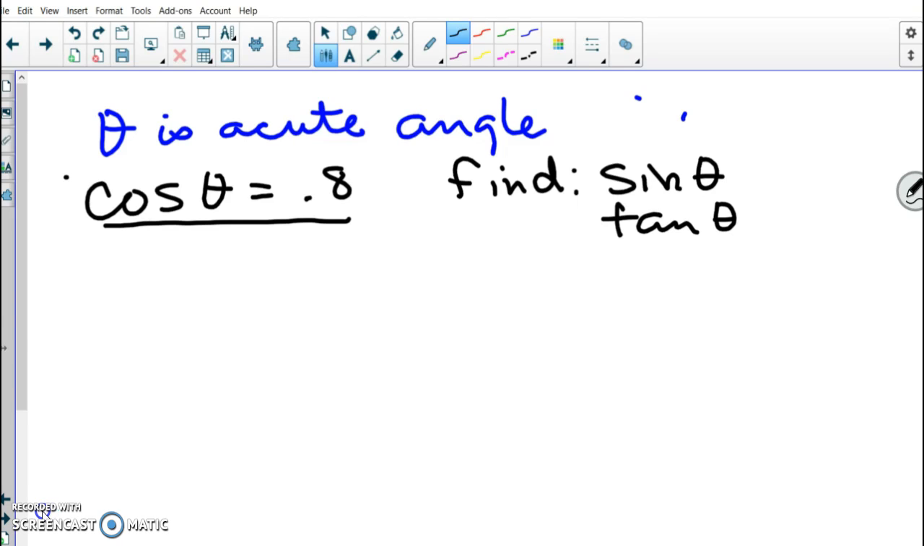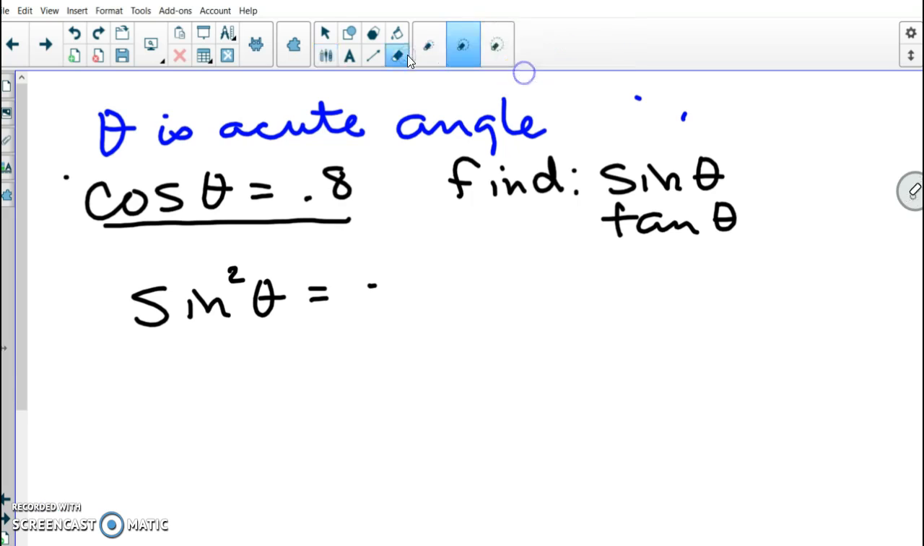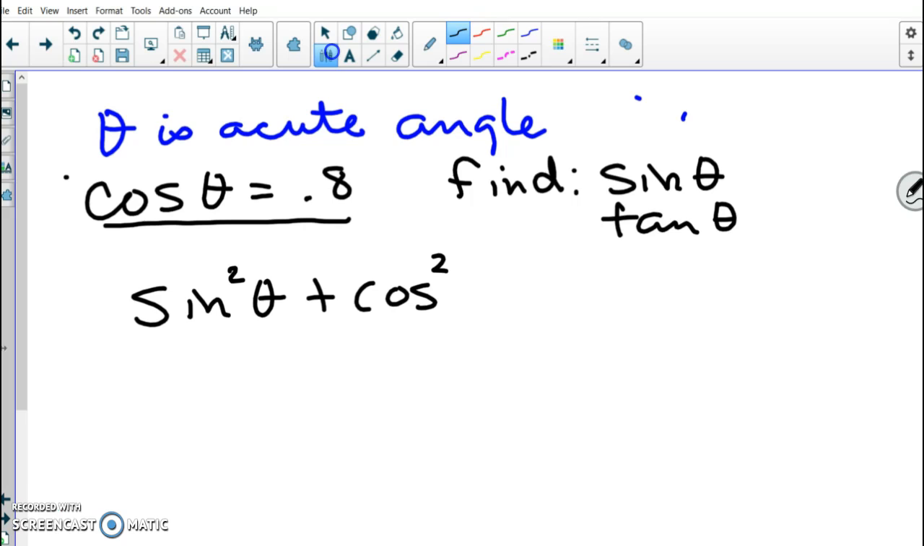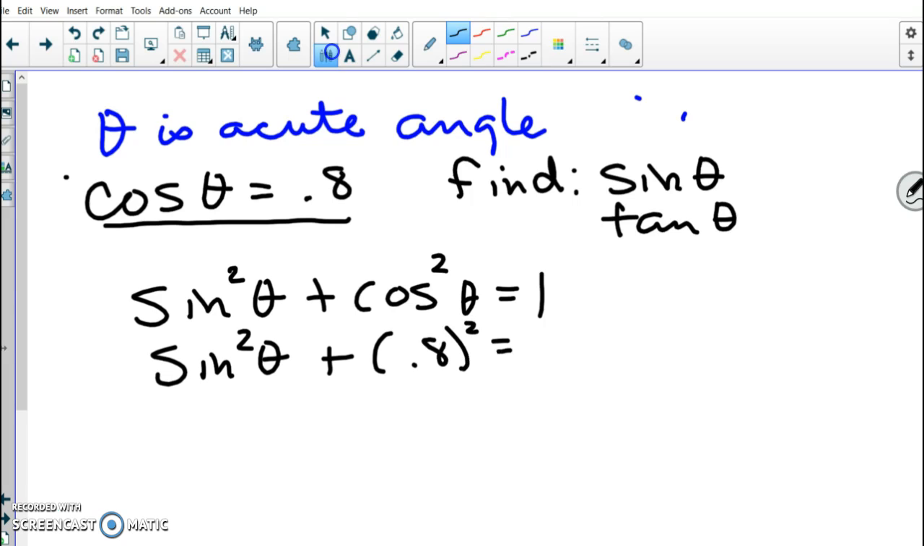So first thing we're going to do, we're going to use our first identity, sine squared theta plus cosine squared theta. You guys can find these on the top of page 276. That is equal to 1. Well, the information we're given is the cosine of theta is 8/10. So we're going to substitute that in. Sine squared theta plus 8/10 squared is equal to 1.